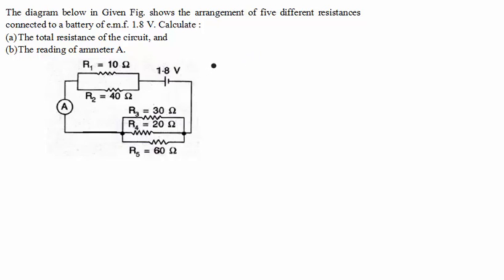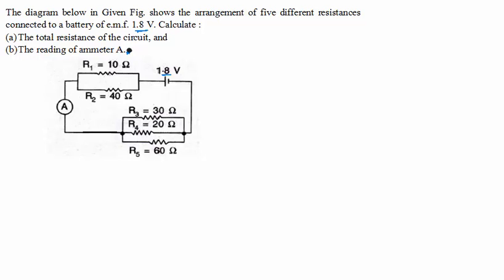Hello everyone, let's try to solve this question from the chapter Current Electricity based on the concept of circuits. Let's go through the question and find out what is given and what we need to find out. The diagram in the given figure shows the arrangement of 5 different resistances connected to a battery of EMF 1.8 volts. So EMF is 1.8 volts. Calculate the total resistance of the circuit and the reading of the ammeter.